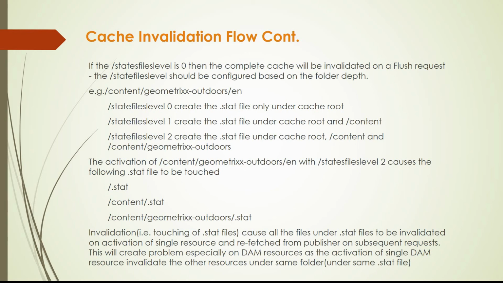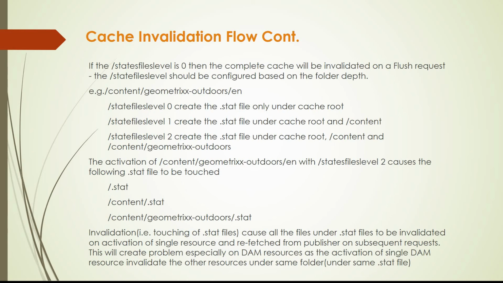This is already explained in the diagram. Activation of content/geometrixx-outdoors/en will touch these .stat files. One more thing: this invalidation may be fine for HTML resources, but it will create more problems for DAM resources. Let's say in a folder we have thousands of DAM resources, either PDFs or Excel files or images. Invalidating one resource causes the whole folder to be invalidated. That will create more load on the publisher, and also slowness in the page load.